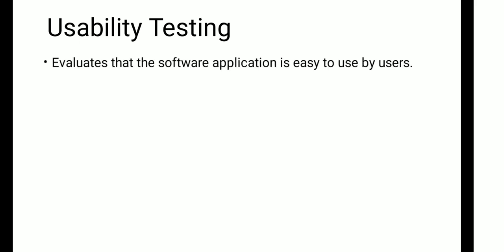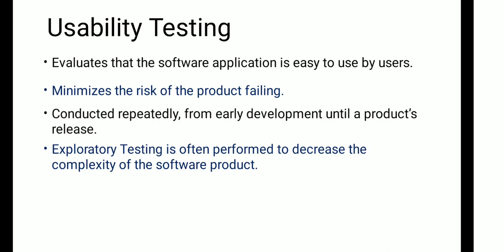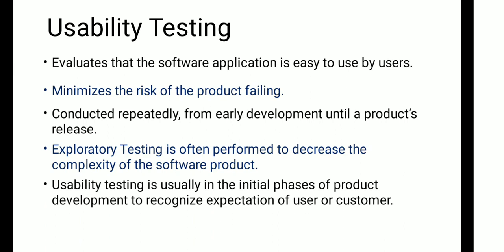Coming on to usability testing, which is part of acceptance testing. It evaluates whether the software application is easy to use by users and minimizes the risk of the product failing. It is conducted repeatedly from early development until the product's release. Exploratory testing is often performed to decrease the complexity of the software product. Usability testing is usually done in the initial phases of product development to recognize the expectations of the user or customer.